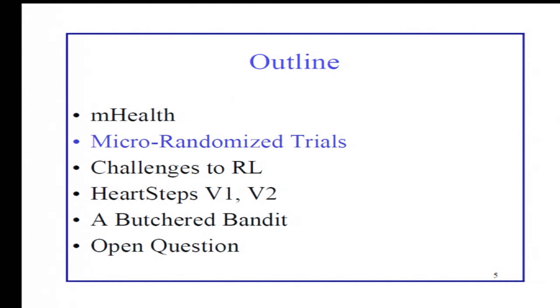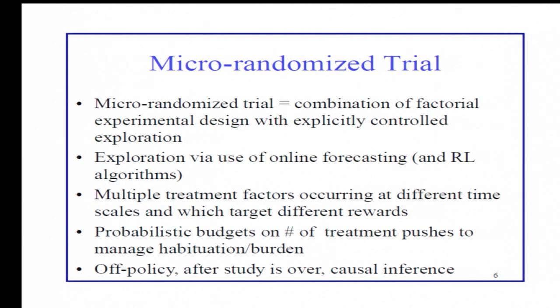So I'm going to start off, like I said, with the simplest cases. We've developed this trial that we call a micro-randomized trial, and now there are quite a few in the field. Here's a short definition. These are trials in which you have a number of different factors, and each factor is a type of treatment. And so I use the word factorial experimental design. You'll see an example on the next slide. And the exploration in all of these settings is explicitly controlled. What do I mean by explicit? That means you can calculate the probability of an action being selected.